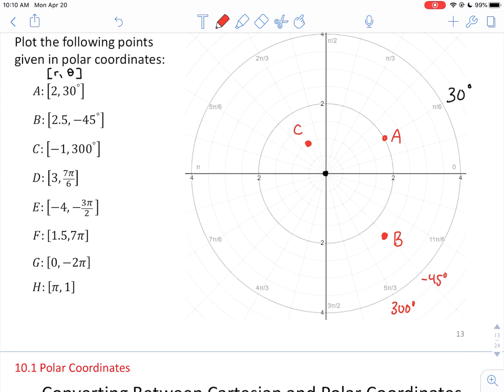Point D, 7 pi sixths, and then go out 3. That takes us to this location, 7 pi sixths, and then go out a total distance of 3. So that just puts us right there. That's point D.